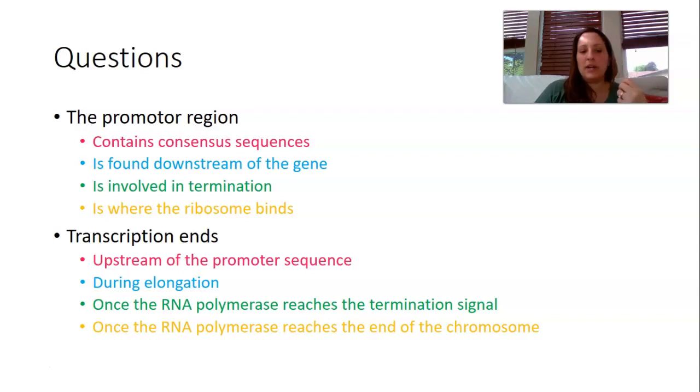Second question, transcription ends. Okay, so when does it end? Does it end upstream of the promoter sequence? So upstream means it comes before that. Does transcription end during elongation? Does transcription end once RNA polymerase reaches a termination signal? Or does transcription end when the RNA polymerase reaches the end of the chromosome? I'll give you a minute to think about that one.